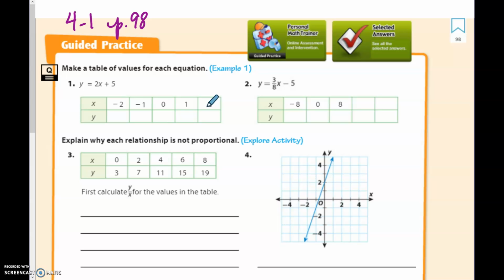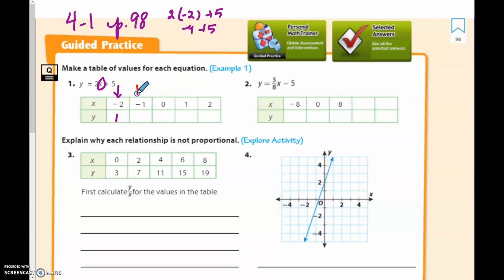And what we're going to do every time is replace this x value with these different numbers. So they're asking us to plug in a negative 2 first. So 2 times negative 2 plus 5. So we have negative 4 plus 5. And remember that integer review. So you can either use that or you can use your calculator. Okay, so we get negative 4 plus 5 is 1.